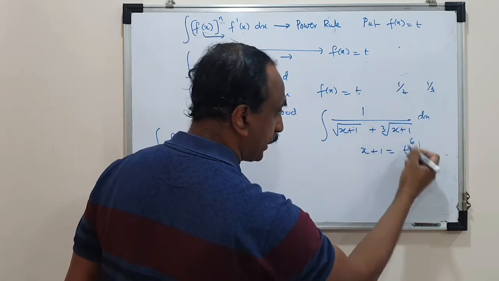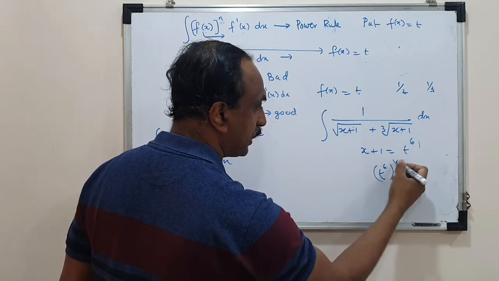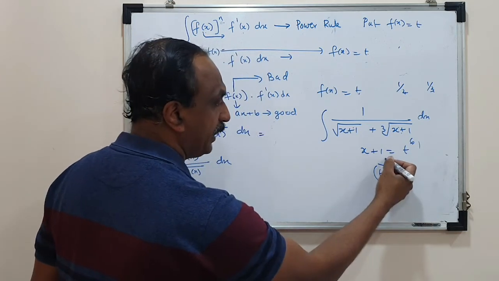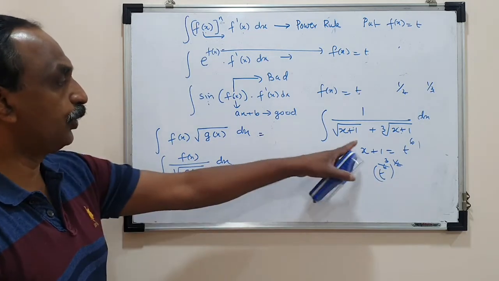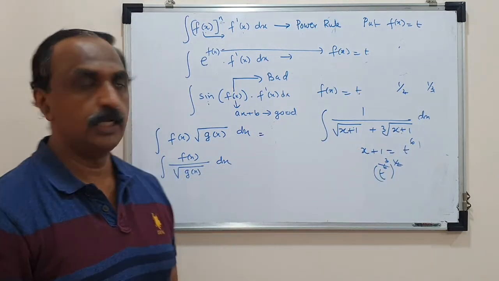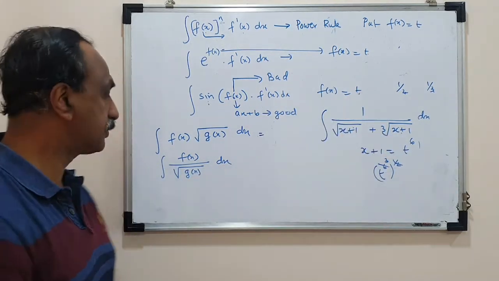So if I replace, t raised to 6 raised to half, they can be cancelled and an integer power will come. Same way, raised to 1 by 3, an integer power will come. So you must put x plus 1 as t raised to 6. So the radical power function should be done in this manner.